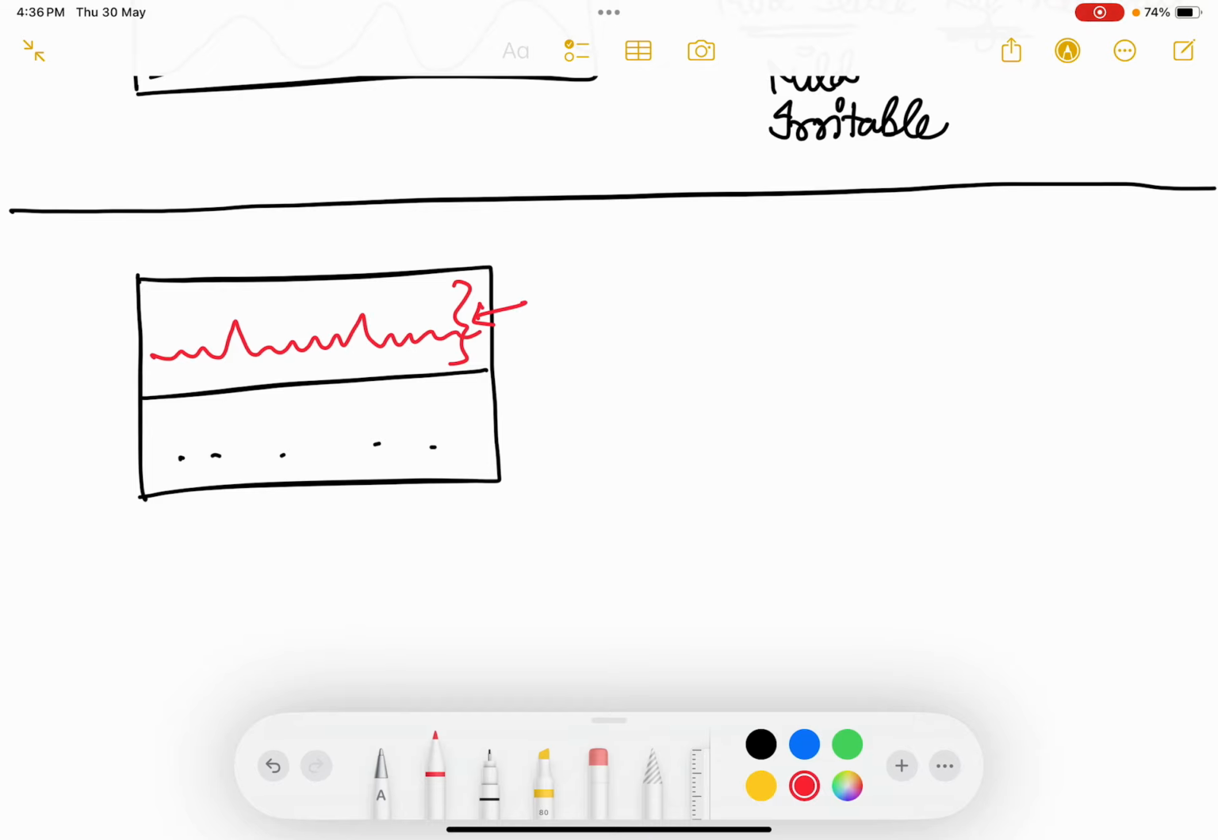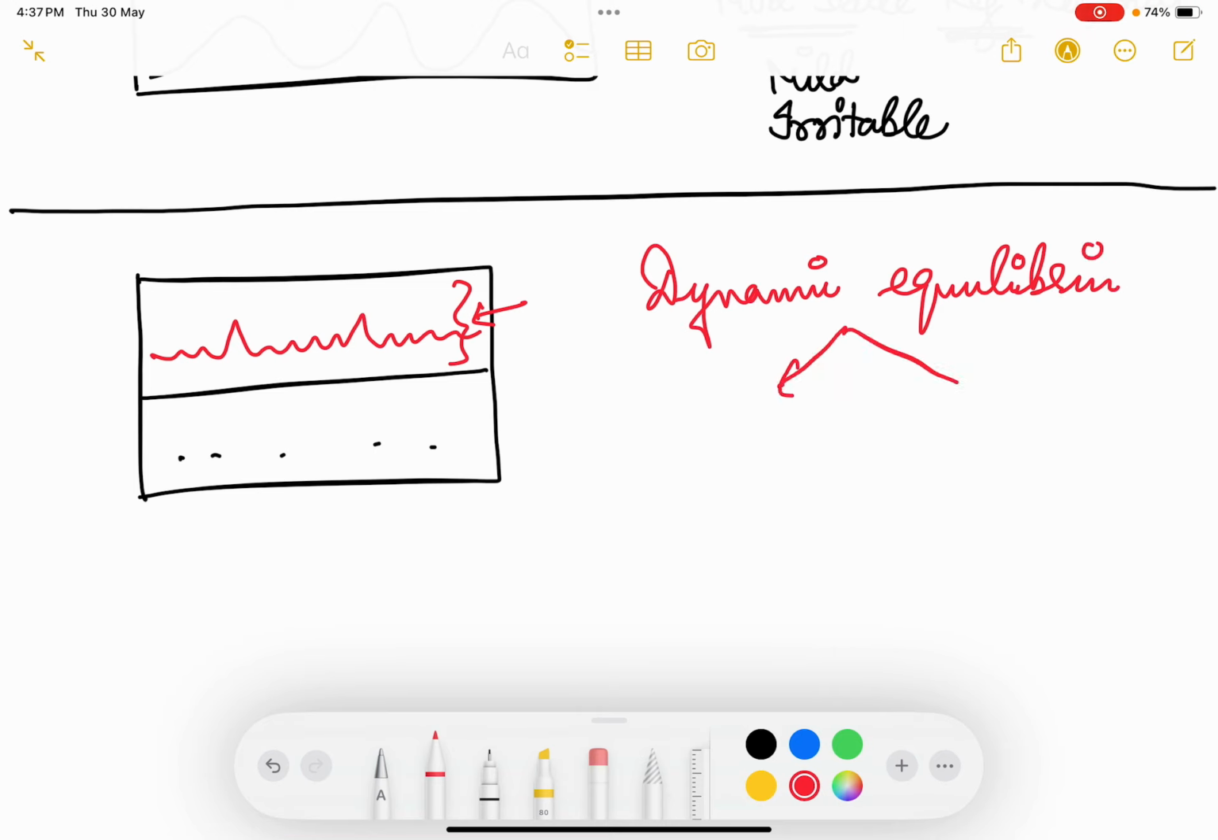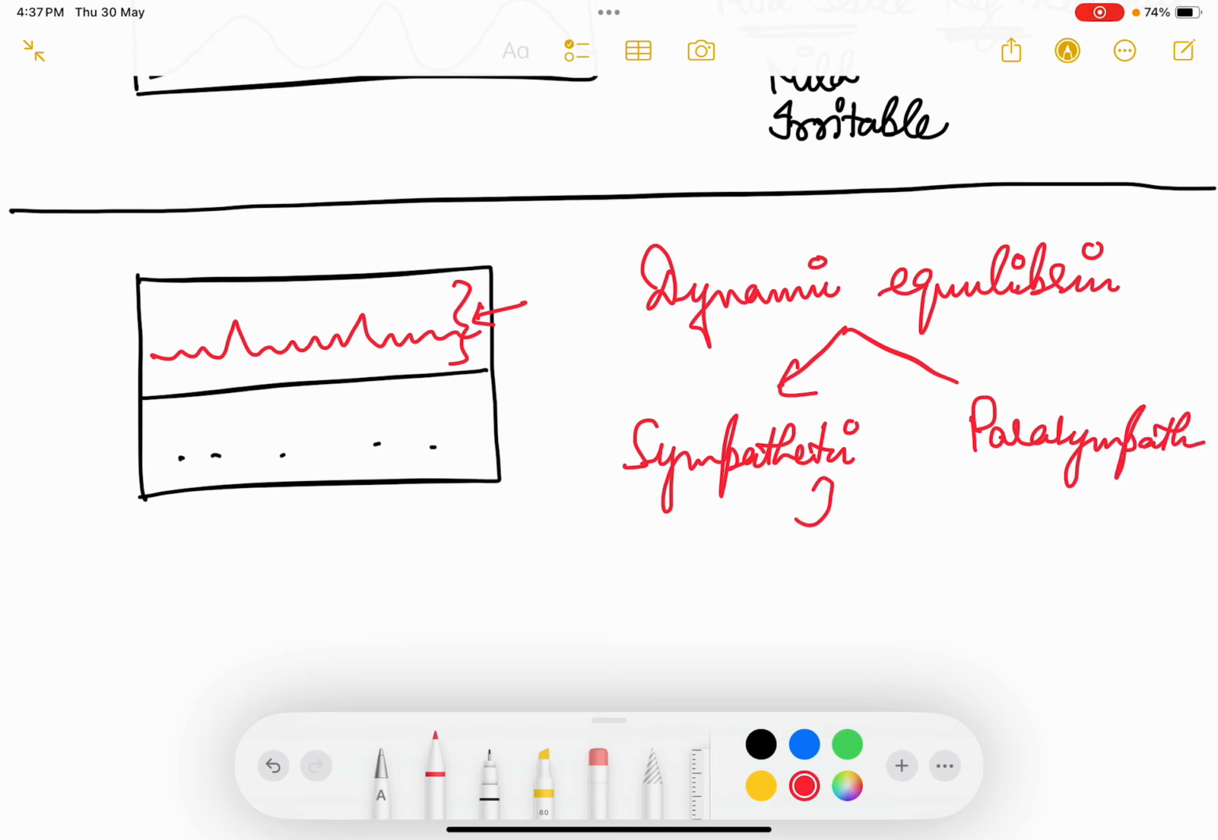It is oscillating from one point to the other. Why is it so? This is because it is a dynamic equilibrium between the sympathetic and the parasympathetic system. That is why sometimes the sympathetic system takes over, sometimes the parasympathetic system takes over.